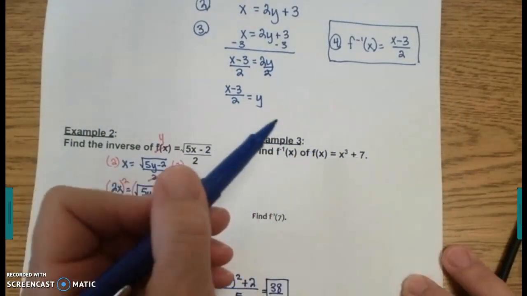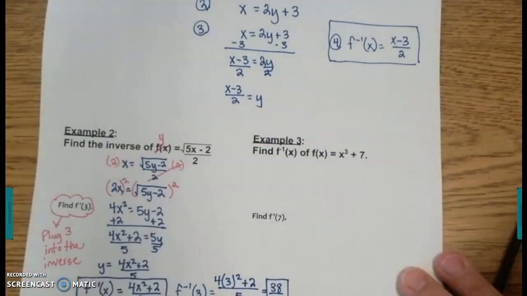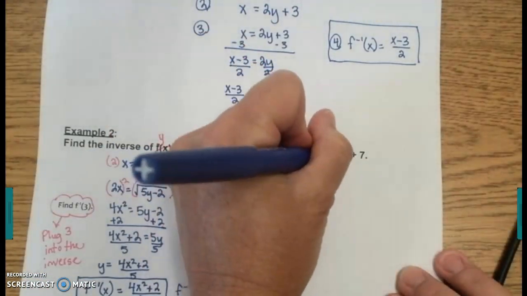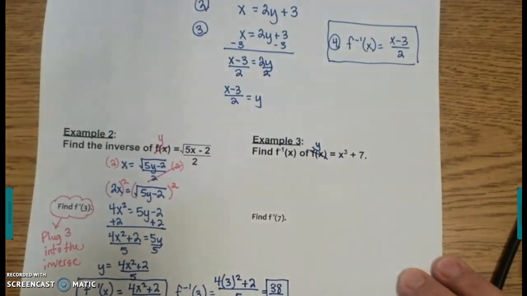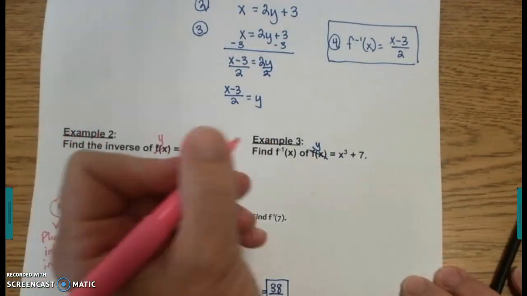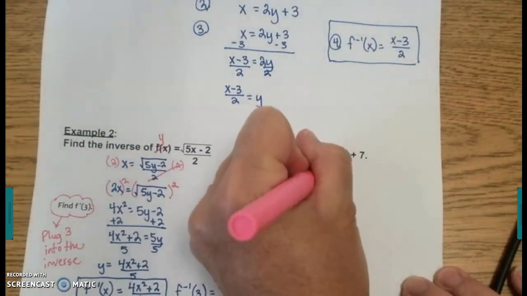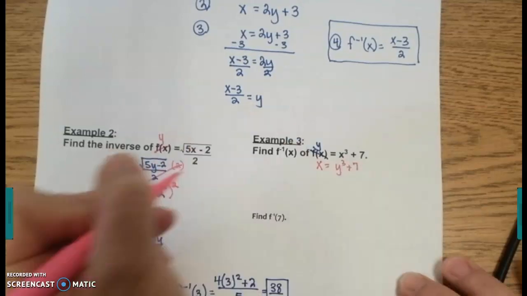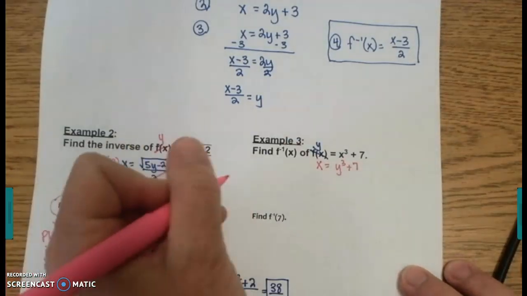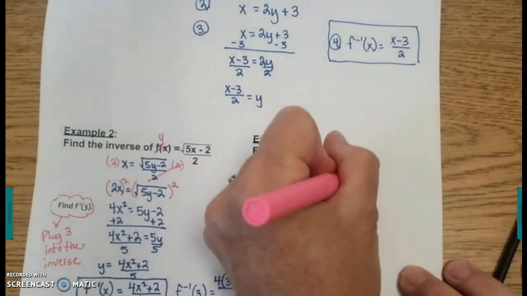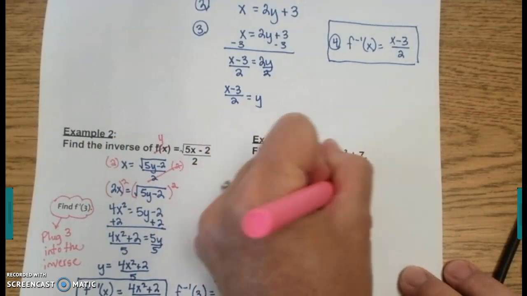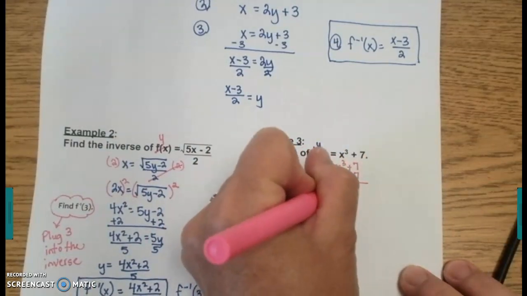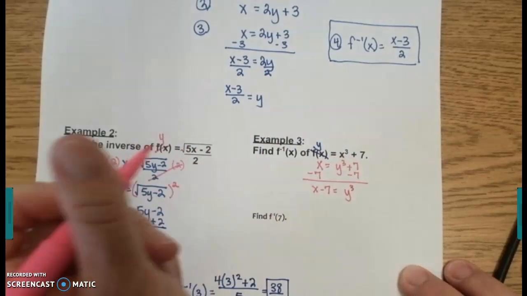This is a cubic function. So again, I'm going to take that shortcut and I'm going to do step 1 right there. So I'm going to replace that f of x. Step 2, we're going to switch our x and y. So x equals y to the third plus 7. Now we're trying to get y by itself. So we would subtract 7 from both sides. So we got x minus 7 equals y to the third.